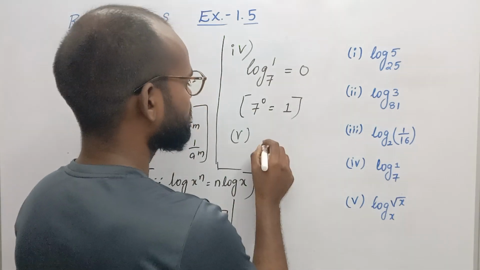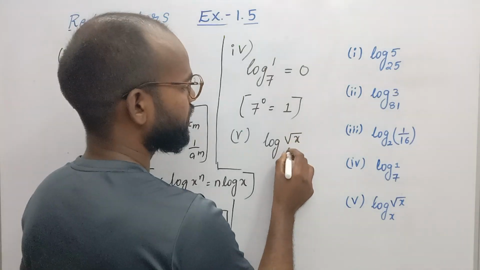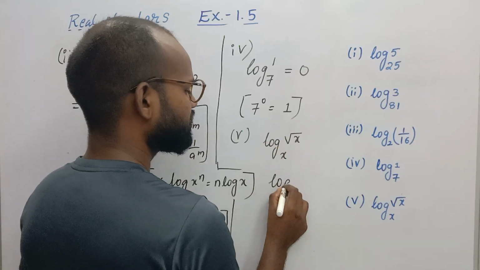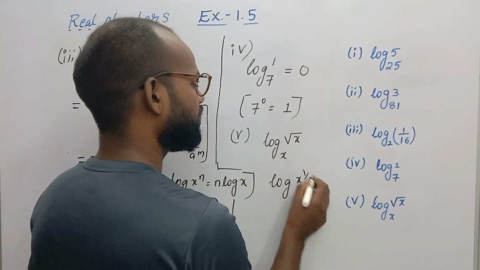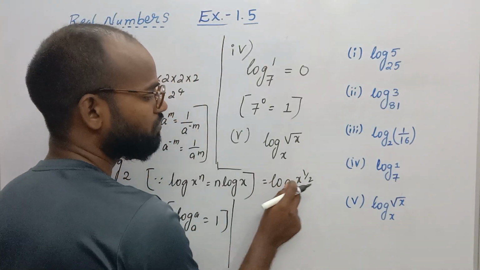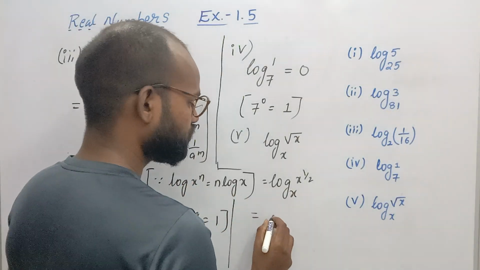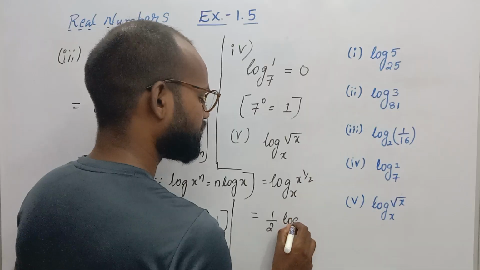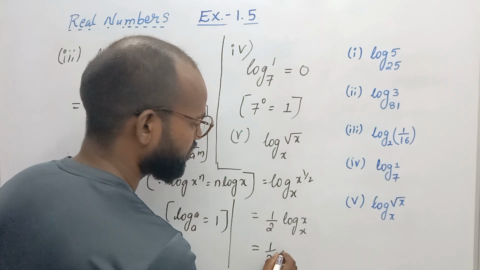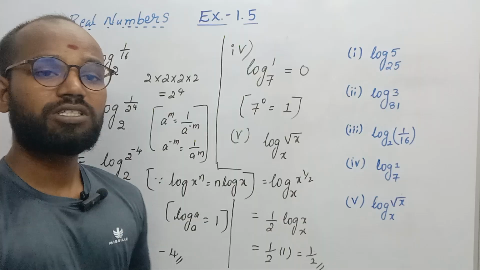The fifth question is log root x base x. So can I write root x as x power 1 by 2? Why? Because root is equal to power 1 by 2, right? So then the final answer: it is in the form of log x power n, and log x power n is equal to n log x. So that is equal to 1 by 2 of log x base x. So log x base x is nothing but log a base a equals 1. So the final answer is 1 by 2. So that's all about these 5 questions.